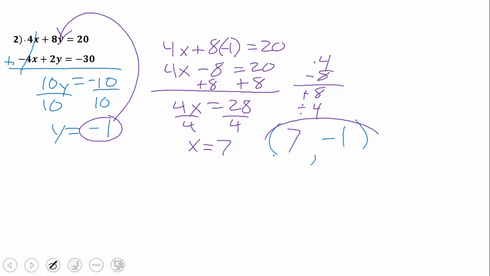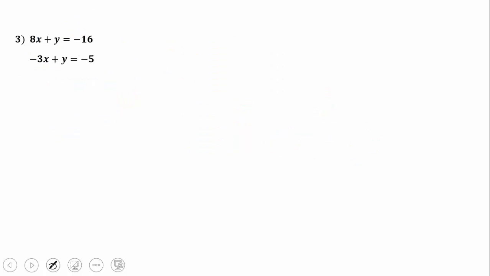Our ordered pair solution for this system was 7, negative 1. Going to number 3, 8x plus y equals negative 16, and negative 3x plus y equals negative 5. Well, the first thing I'm looking for, do I have like coefficients on a like term that have opposite signs? Well, the 8x and the negative 3x have opposite signs, but the coefficients are not the same. Don't want that one. I have a positive y and a positive y. Well, I have the same coefficient. The coefficient is 1. However, the signs are the same.